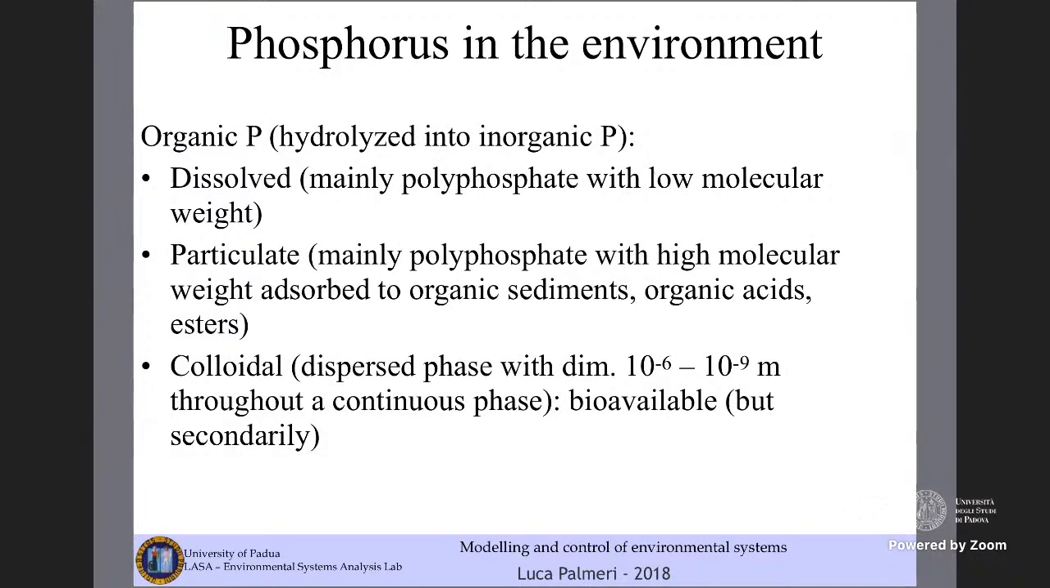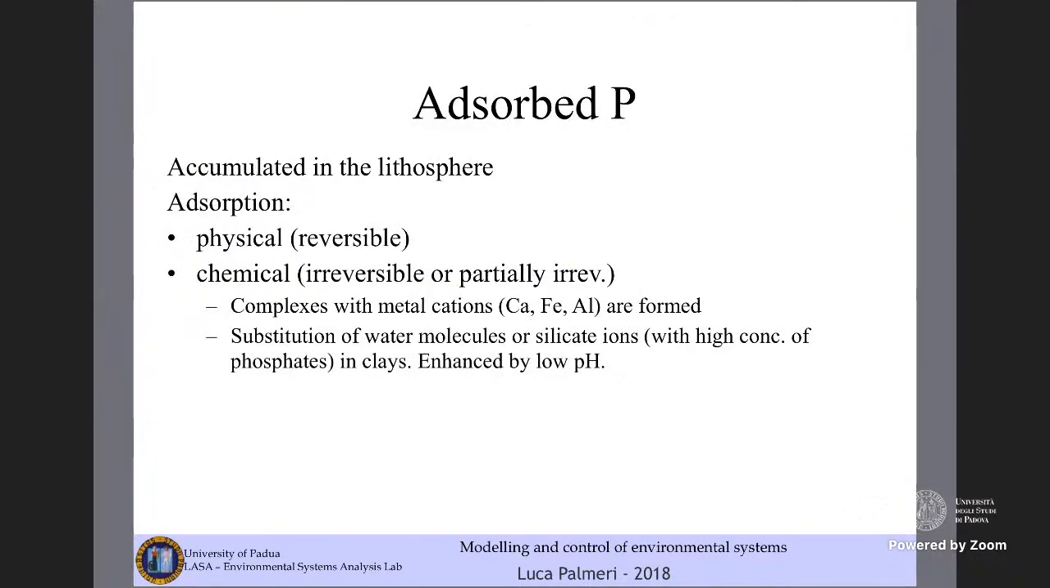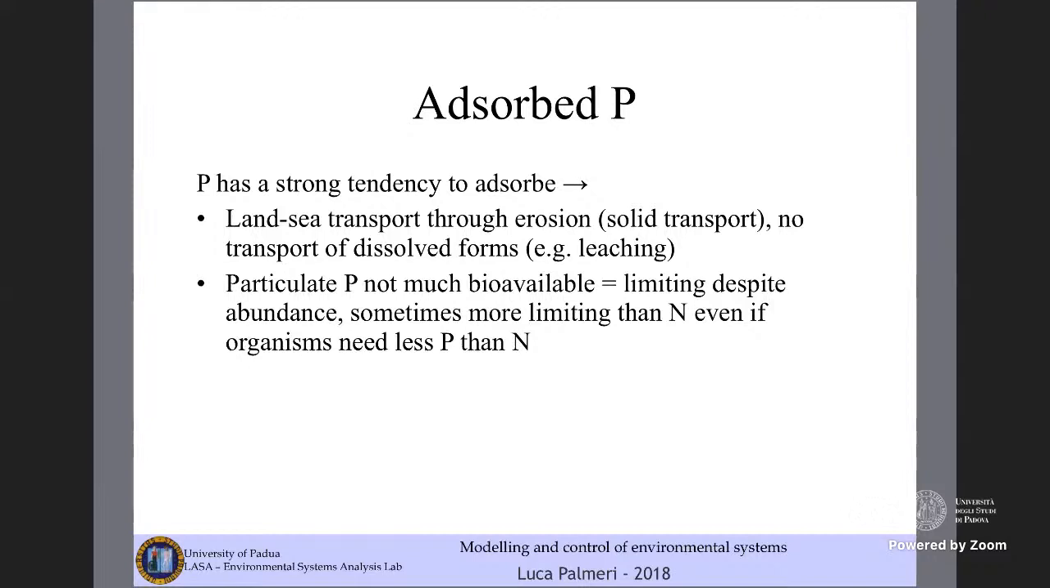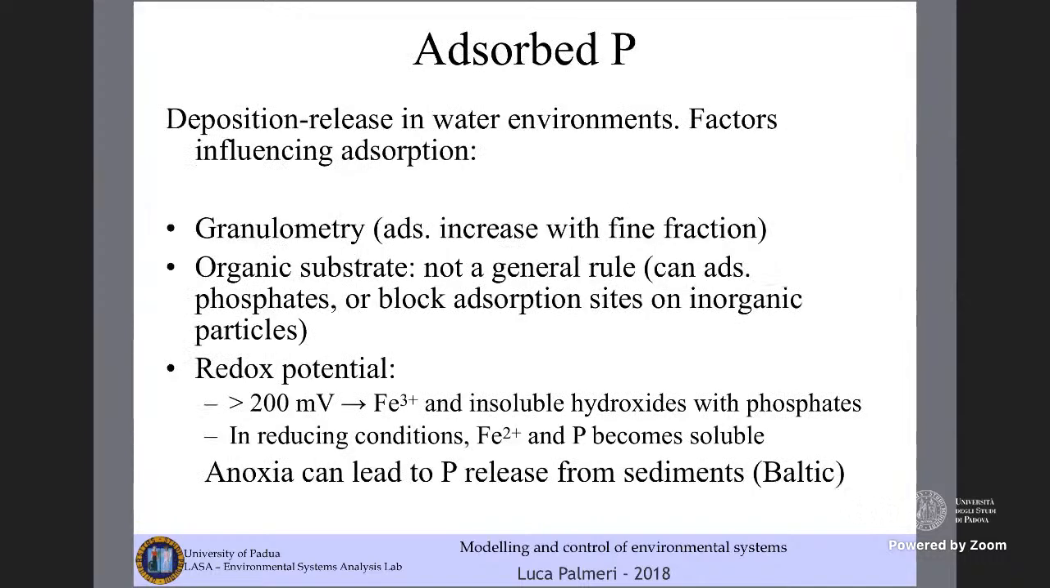We already talked about colloidal, but the last thing you should recall is that phosphorus is strongly absorbed by particulate, so that it is accumulated in the lithosphere by adsorption. It is a physically reversible process, and it is a chemically irreversible or partially irreversible process. The adsorption, so, is the movement of phosphorus from the dissolved quota in the water column onto the particles.